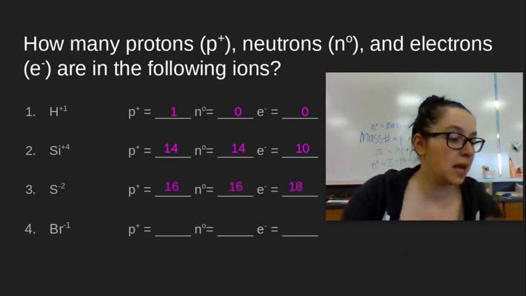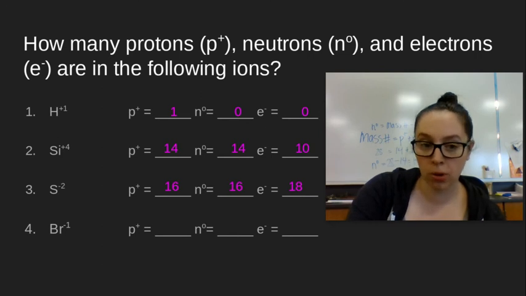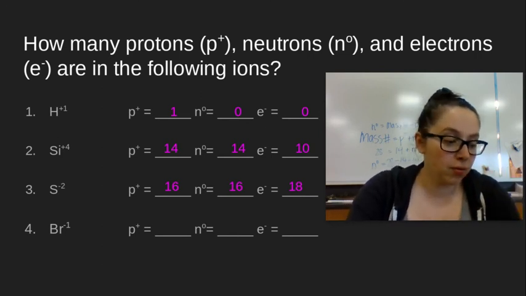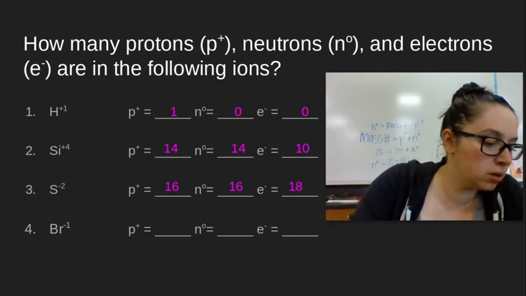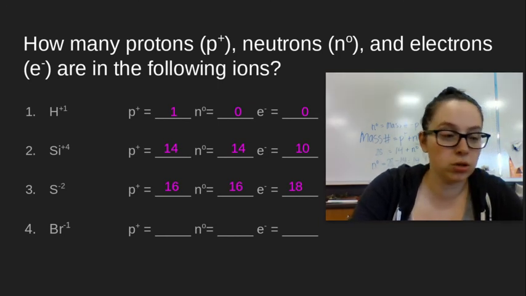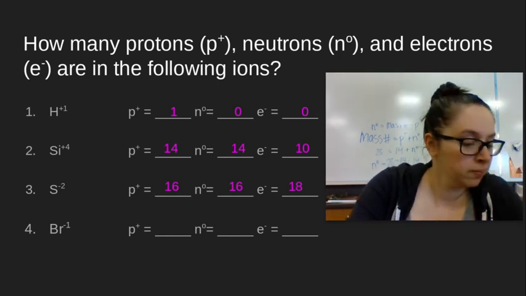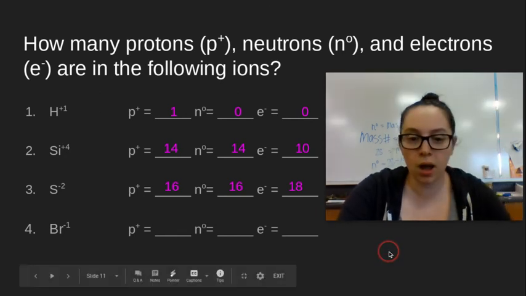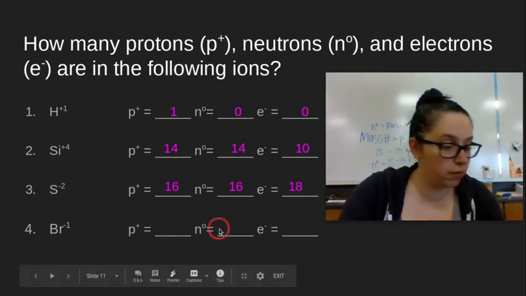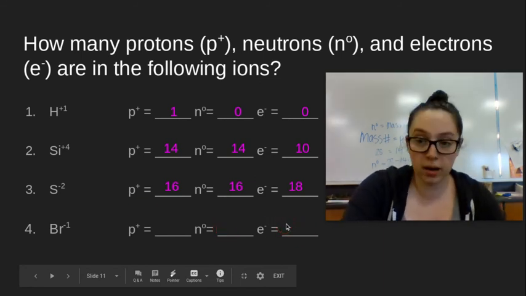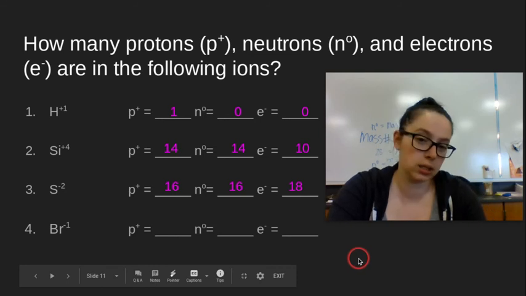Same process with bromine. I'm going to look at bromine. It has a -1 charge. My protons should equal 35. My atomic mass rounded to the nearest whole number is 80, which means my number of neutrons is going to be 80 minus 35, which should equal 45. And then electrons are going to equal 35 in a neutral atom, but we gained 1, so we should have 36.